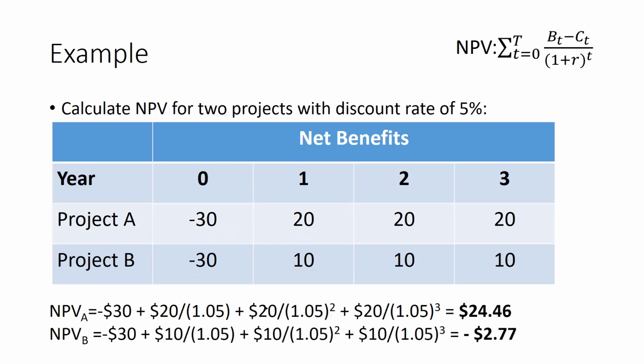So let's fast forward. The net present value for Project A is just the sum of all these present values. We have an upfront cost in year 0 and a bunch of present values. We get a net present value of $24.46. And that includes this upfront cost of $30.